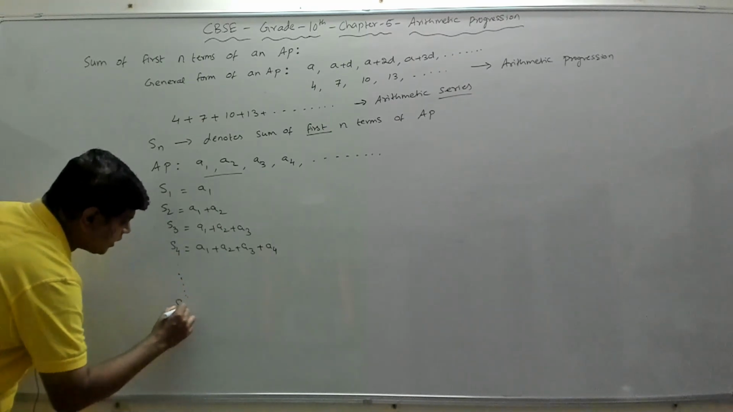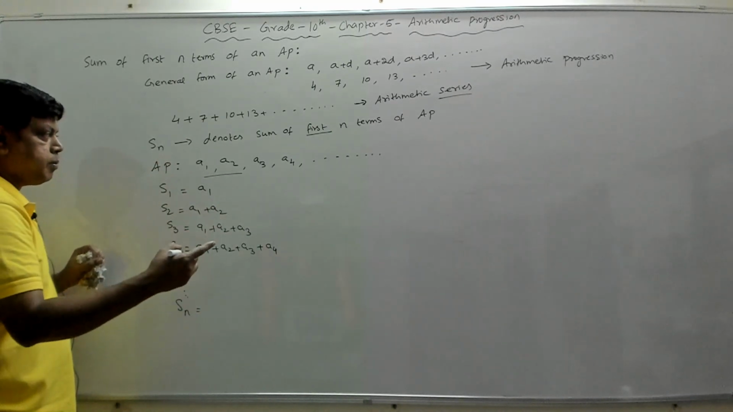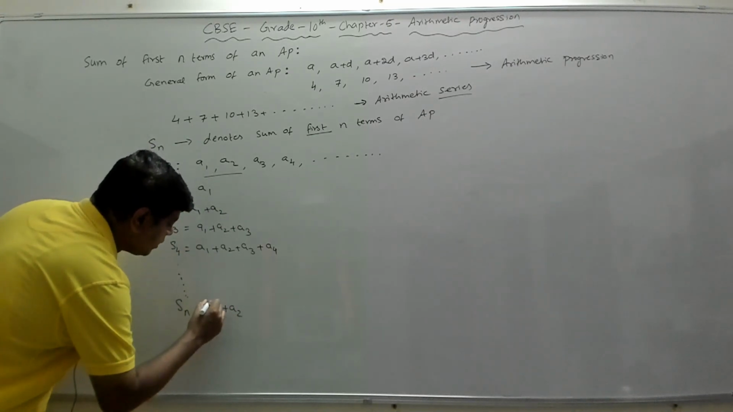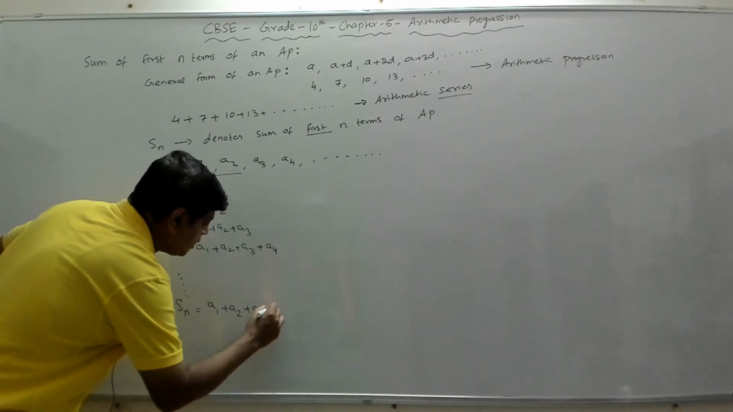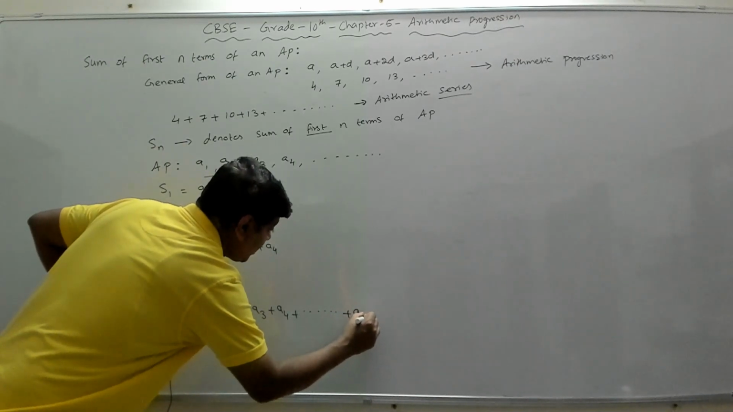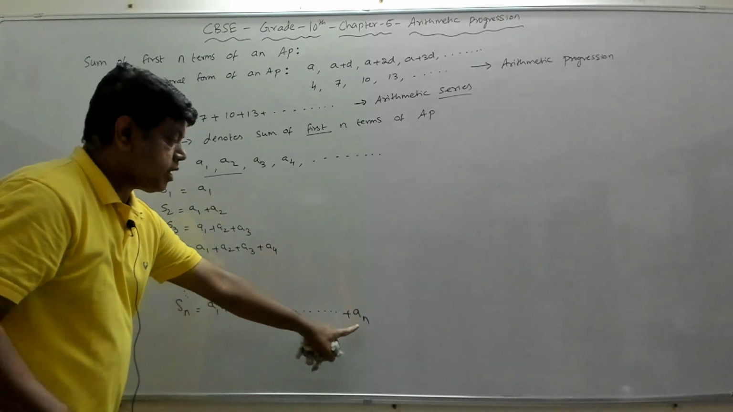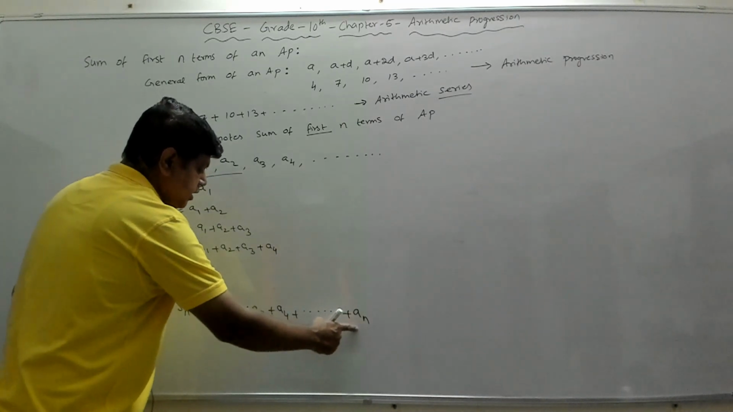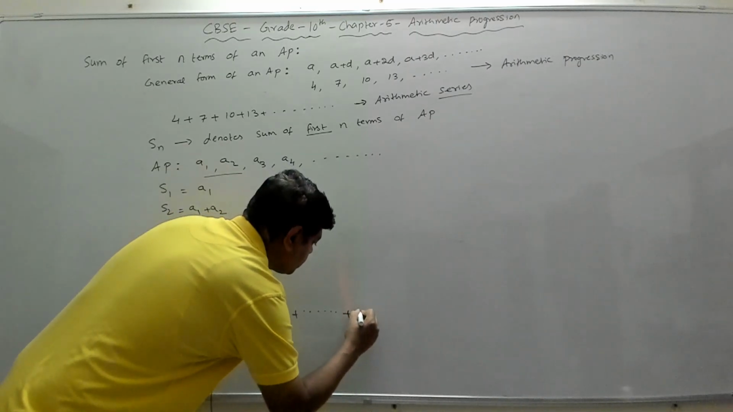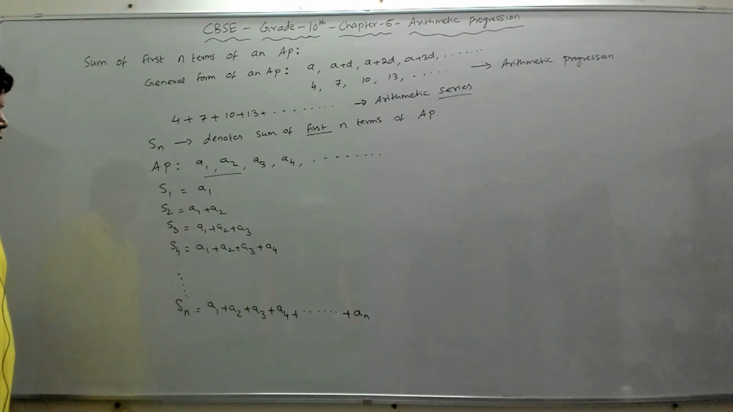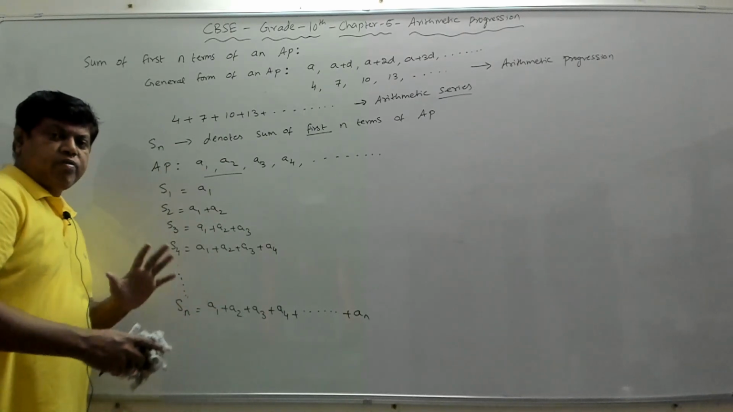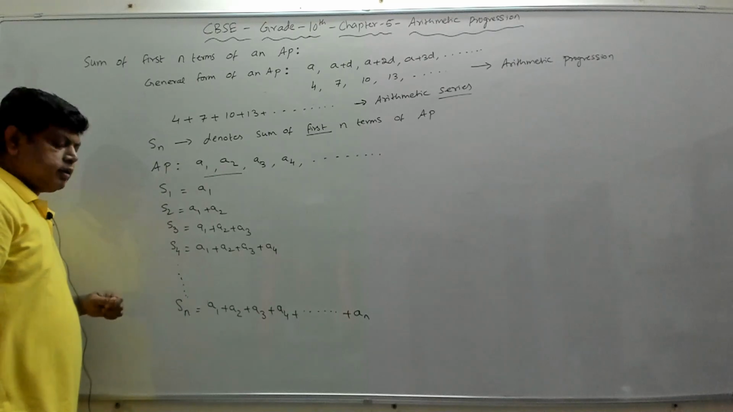So what is your Sn? Sn is the sum of first n terms of an AP, that we'll write as A1 plus A2 plus A3 plus A4 plus and so on plus An. The last term is An. So we are finding the sum of first n terms of an AP, and this is An. This is how we have the notation to find the sum of a particular number of terms of an AP.